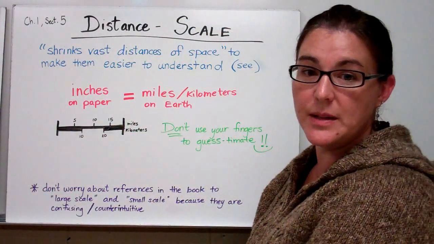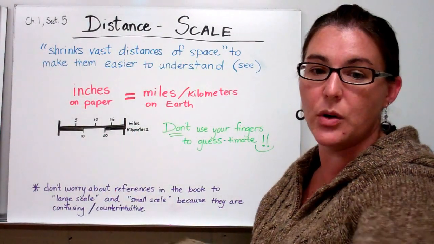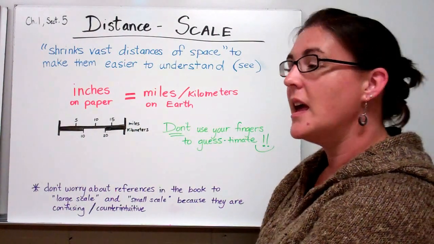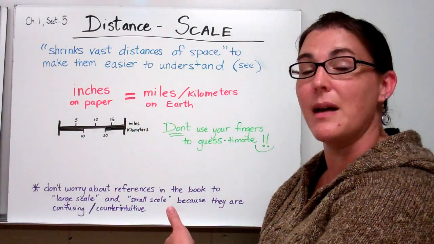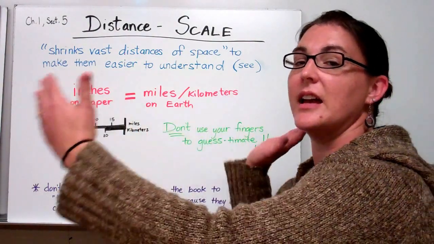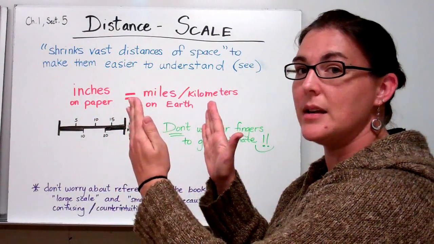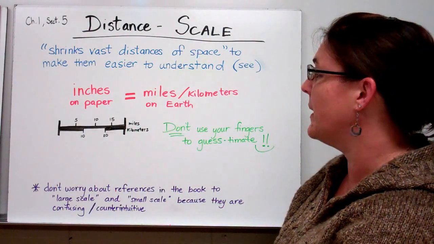Section 5 is going to deal with distance and scale, and what I really loved in the book was the phrase that it's going to shrink vast distances of space, and it's going to make them easier to understand and basically easier to see on a map. We can't see the entire distance of the country of Brazil, but if we shrink it, we can see it on a map and we can better understand the size when we see it compared.